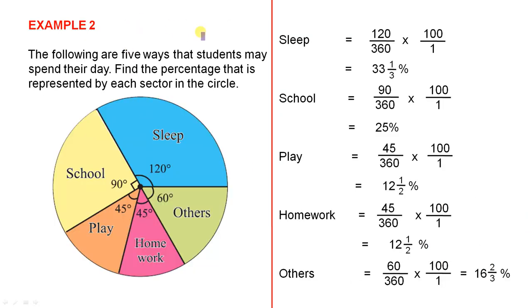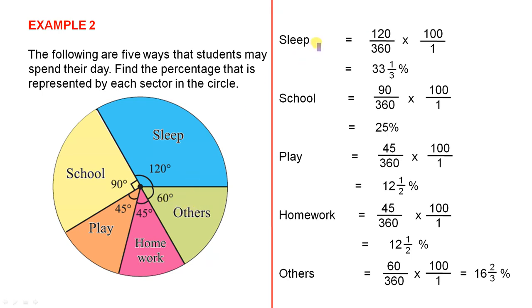Example 2. The following are 5 ways that students may spend their day. Find the percentage that is represented by each sector in the circle. So we have 1, 2, 3, 4, 5. So for sleep, that represents 120 degrees. The time at school, 90 degrees. Play is 45 degrees. Homework, 45 degrees. And other activities, 60 degrees.